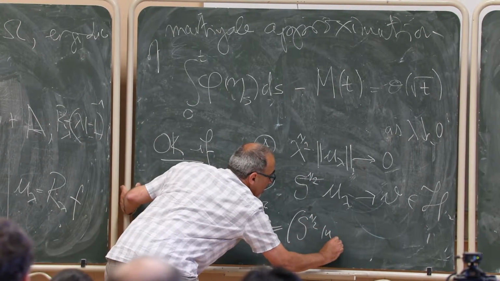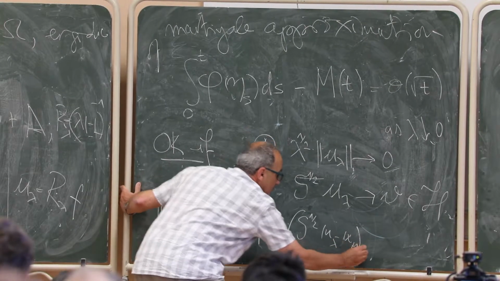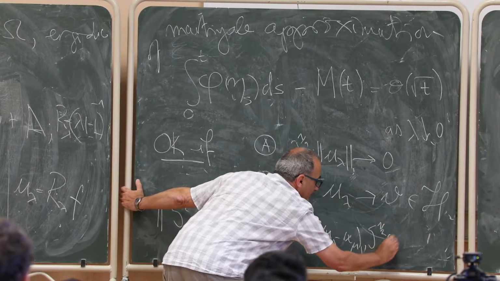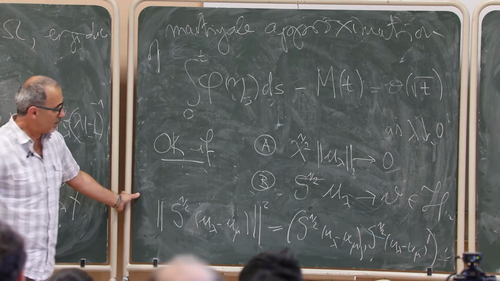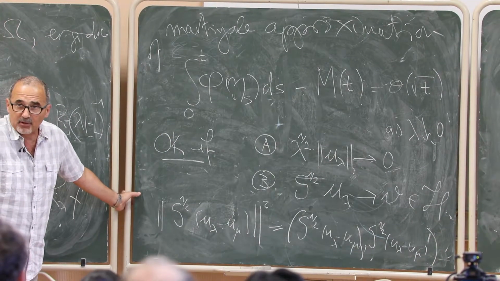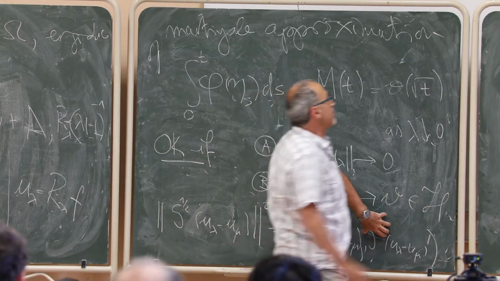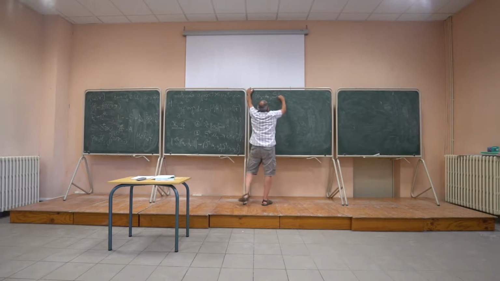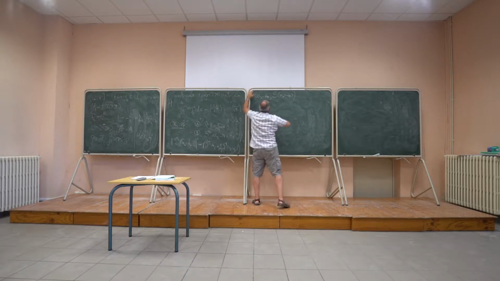This is S^{1/2}(u_lambda minus u_mu) scalar product with itself, S^{1/2}(u_lambda minus u_mu). Right? It's the same thing. By self-adjointness, shift this on the other side, and you get u_lambda minus u_mu, S applied to u_lambda minus u_mu, and we are done.